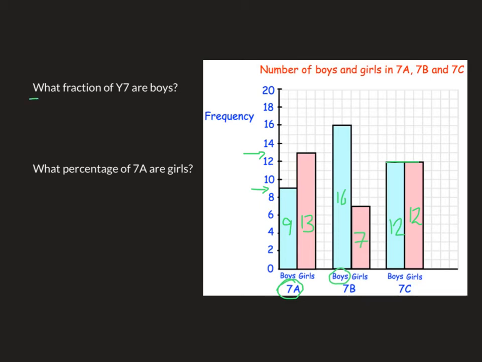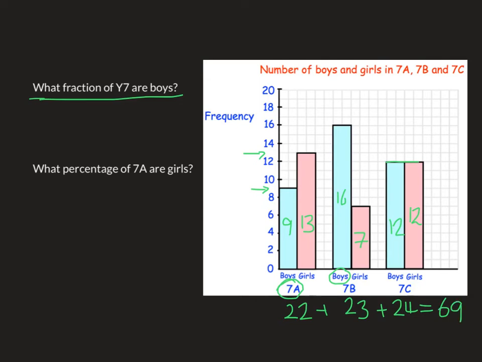Right, so let's have a look at this question. What fraction of Year 7 are boys? So we need to work out, first of all, how many boys there are, and also how many people there are in total in Year 7. In 7A, we've got 22 people. In 7B, we've got 23 people. And in 7C, we've got 24 people. So in total, in Year 7, we have 69 people.